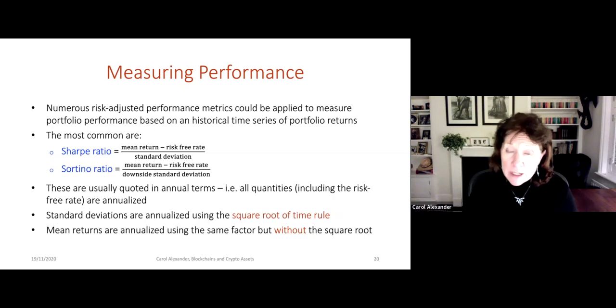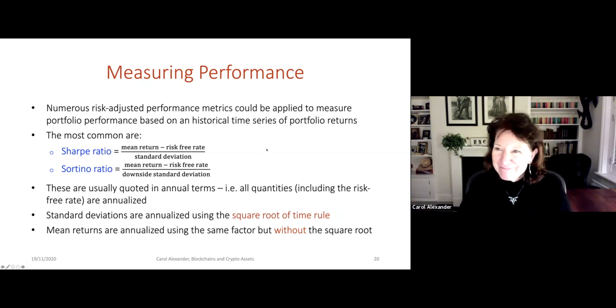So as you know, we annualize standard deviations using the square root of time rule. But mean returns, like variances and covariances, are annualized not using the square root. Same factor, but don't take the square root. All right, so let's have a look at that in the next video and do all that in Excel.